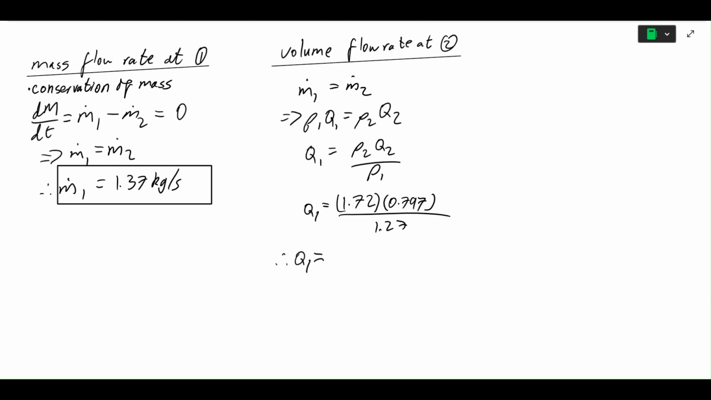From memory, it should be... Actually, I'm not going to say because I might not get it right and I'll embarrass myself in front of my 0 viewers. No, that looks correct. 1.08 or 1.079 meters cubed per kilogram. No, per second.